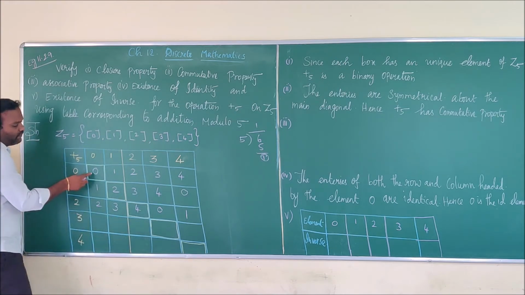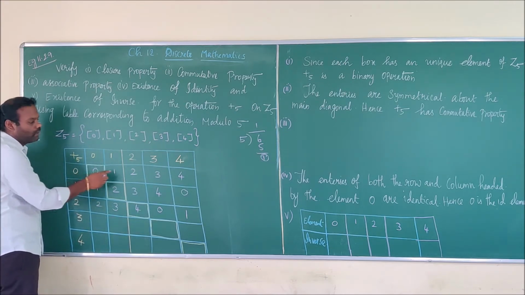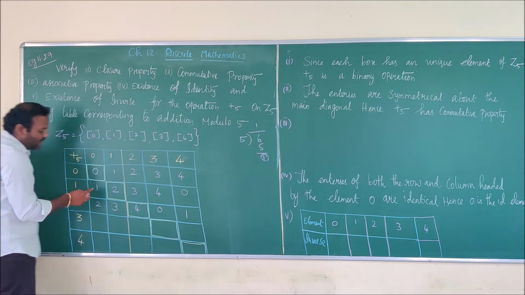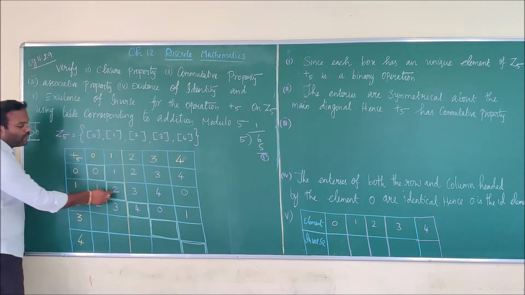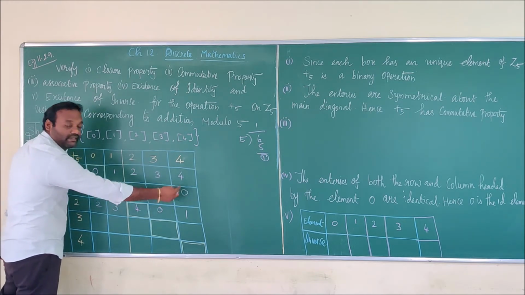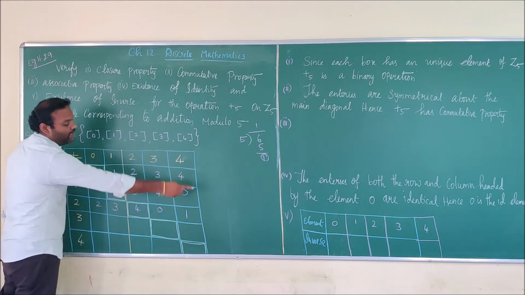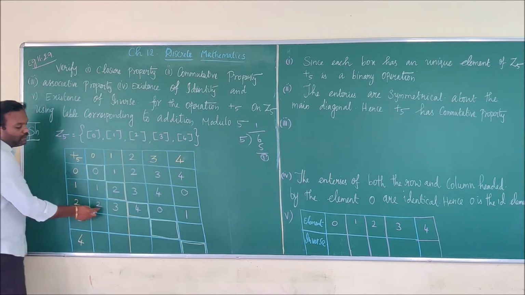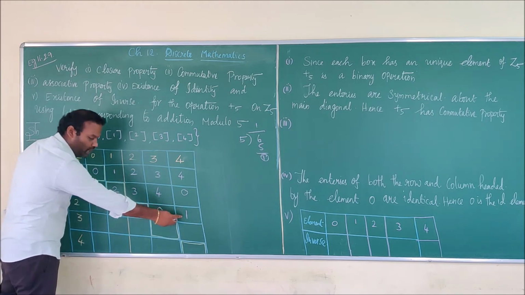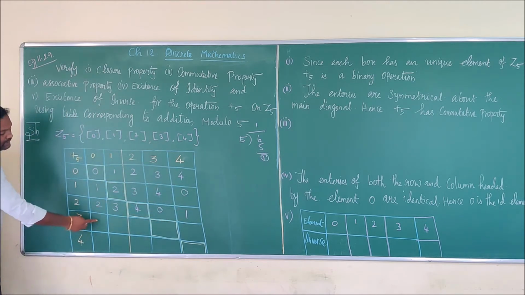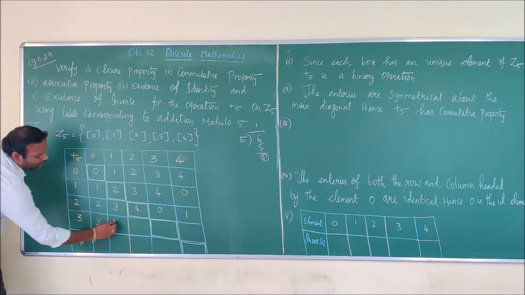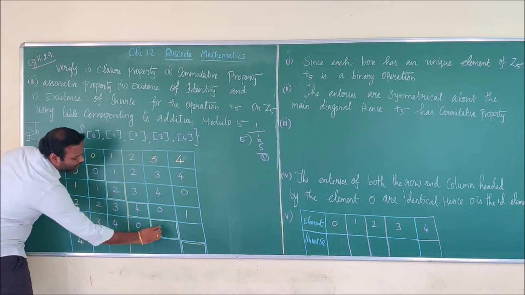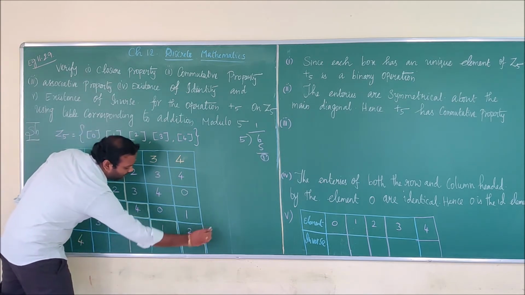When you observe, the first row is starting with 0, 1, 2, 3, 4. The next one is starting with 1, then 1, 2, 3, 4, and 5 means it will be 0. Okay. Next, 2, 3, 4, 0, 1. Now you can guess the other one. It starts from 3, 4, 5 means 0, 6 means 1, 7 means 2.